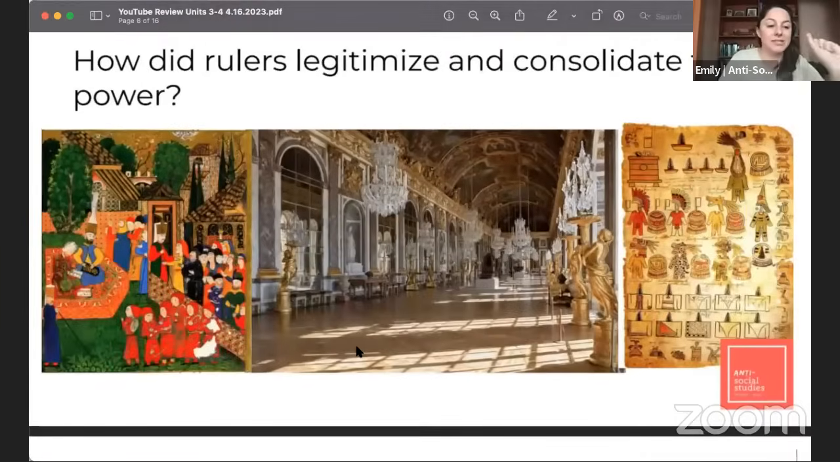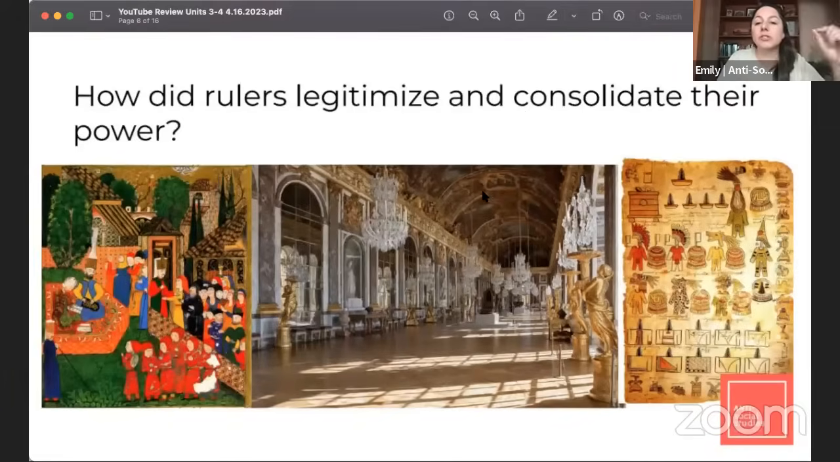All right, this now is to Devansh's question. How did rulers legitimize and consolidate their power? This is the most important topic of Unit 3. This will show up. It will either be a short answer question, or it will be a multiple choice set, or it will be an essay prompt. Rulers, this is the main idea of Unit 3, is that rulers are attempting to consolidate their power. And here's what that means.